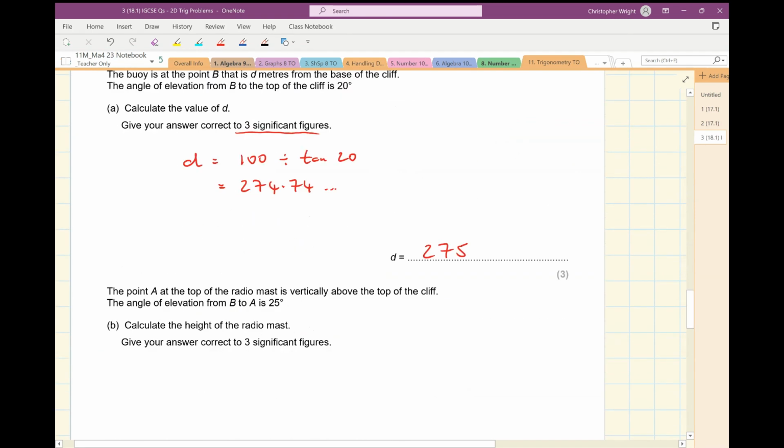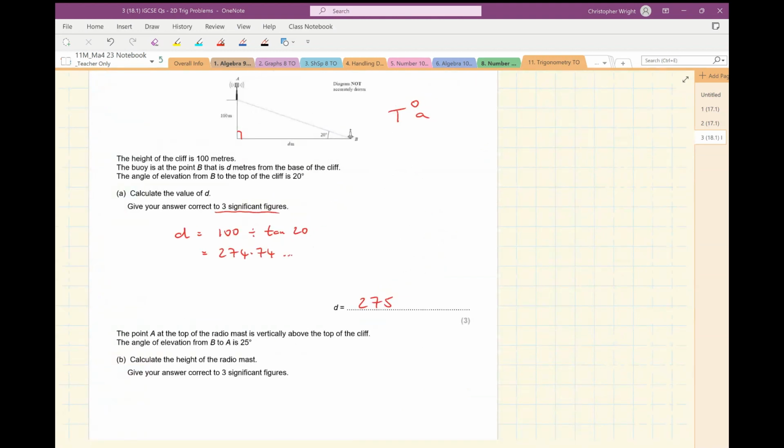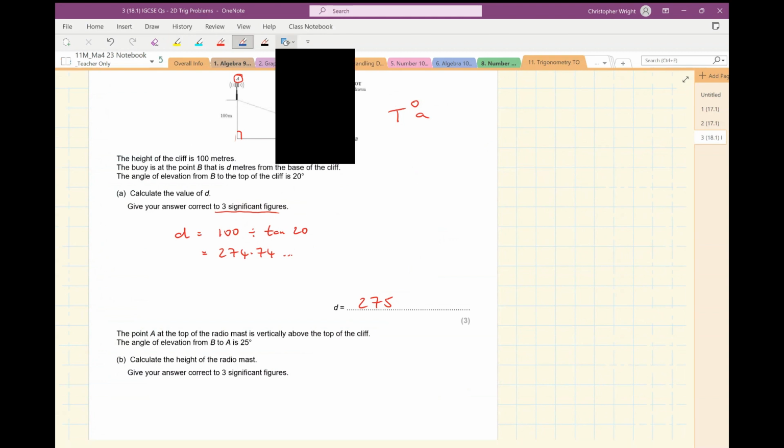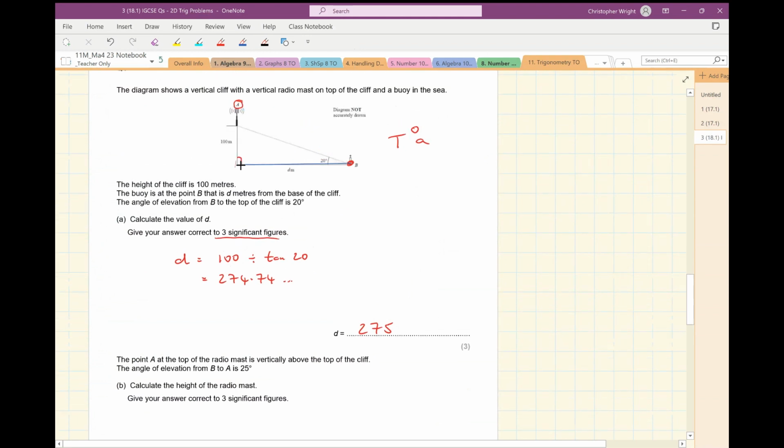Right, part B. The point A, which is at the top of the radio mast, there it is vertically above the top of the cliff. And the angle of elevation from B all the way up to A, let's just draw that. So it's the angle of elevation, so it's this angle. It's the angle from the horizontal there all the way up to A. So that angle there is 25. Can we find the height of the radio mast?